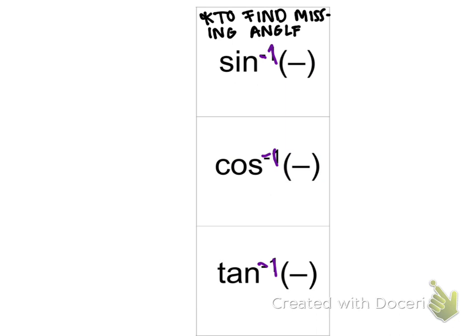All right, so the only difference between this one and what we are used to doing is in the parentheses, usually you would have your angle. Now inside the parentheses, you're going to have those sides. So, O over H is going to be for this sine, inverse sine. A over H is inverse cosine. And O over A is inverse tangent.